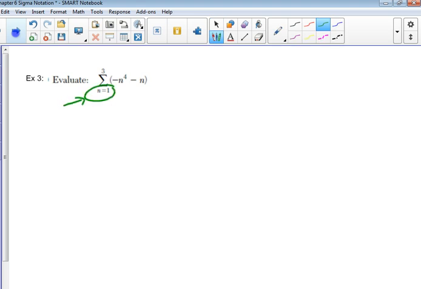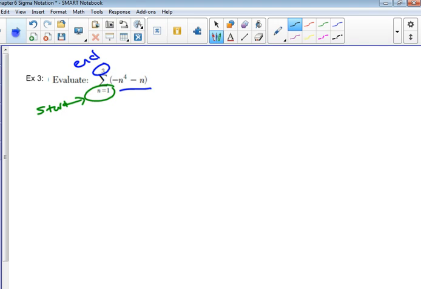What's your starting number? 1. Does it have to always be 1? No, it's just whatever they tell you. Usually they do start with 1, but it can be whatever. So here's our start. The ending one is at the top. Okay, here's our formula. Let's plug them in.